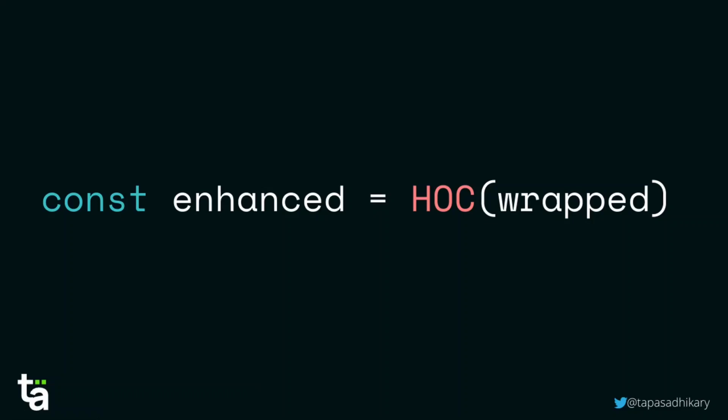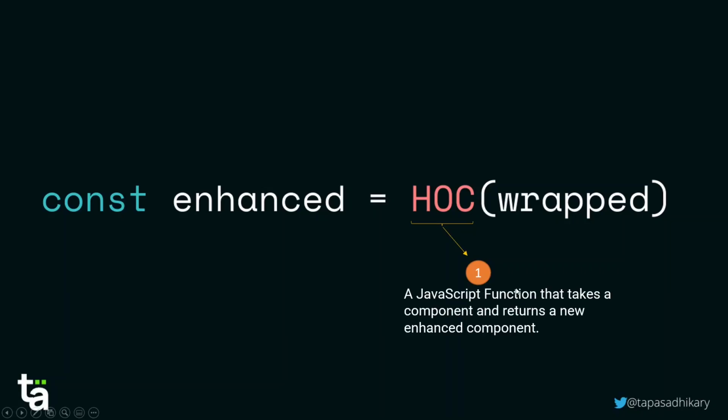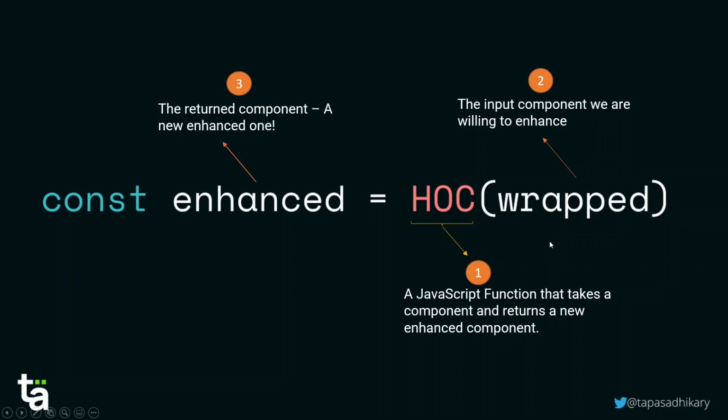I told you a higher order component is a plain JavaScript function. So a JavaScript function has a name, and you can name your higher order component with any name. I have given HOC here. You can actually give any name of your choice. And what it takes, basically, is another component as an input. That is why I have this parenthesis. So this is the input component, and what does it return? In return, it returns a new enhanced component. That is what we are going to use elsewhere.